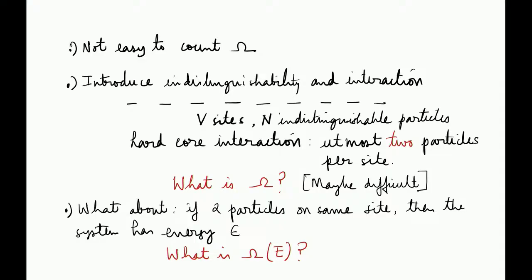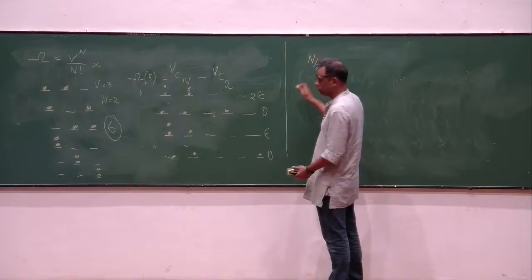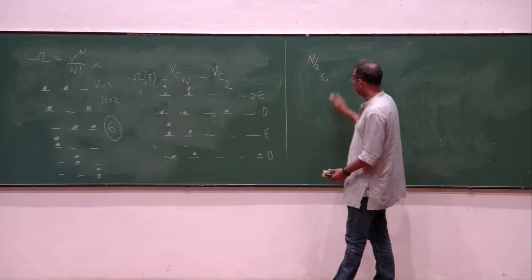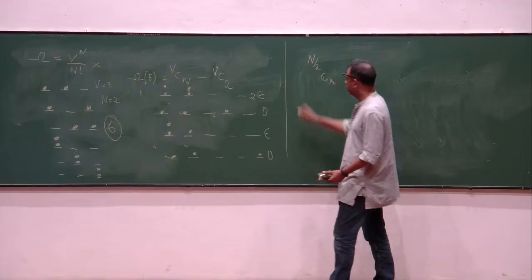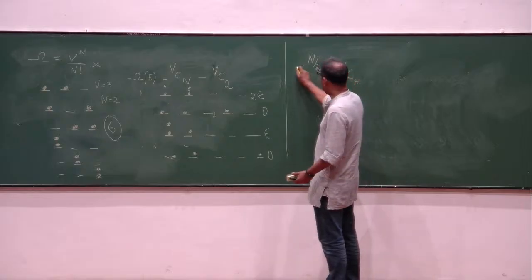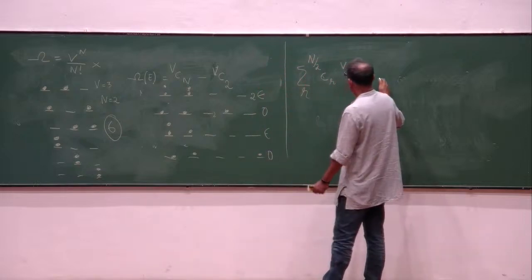N by 2, C R into V C R. At most 2 particles you can go. Summation over R of V C R into V C R. This was our entire summation. Yes, but where is my energy? This is the total number of states that could be.